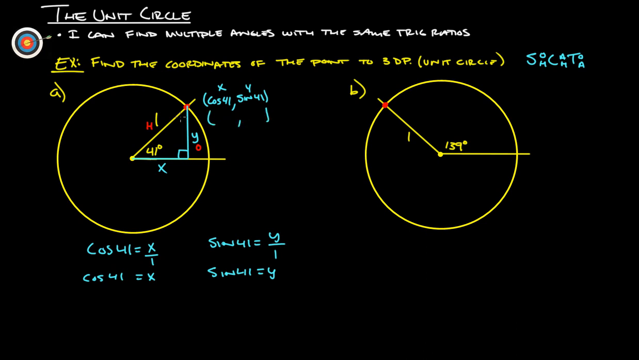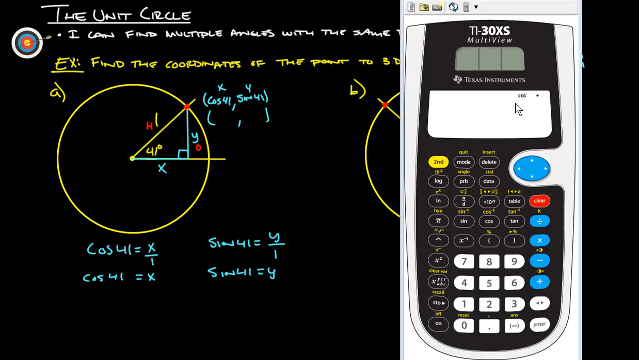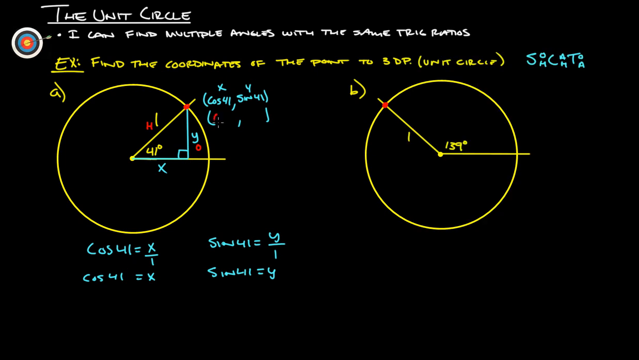Okay, so if we want to come up with the actual coordinates here of this red point, we're just going to do cosine 41 on the calculator and sine 41 on the calculator. So on our calculator, making sure we're in degrees, we're going to do cosine 41, and that gives us 0.7547, and it says to 3 decimal places, so 0.755. That's this distance here. So from here over to here is 0.755.